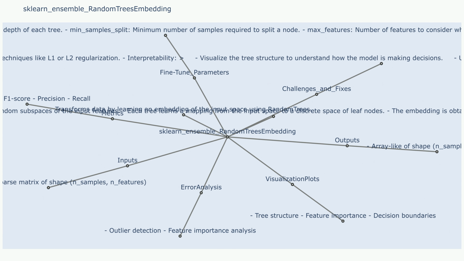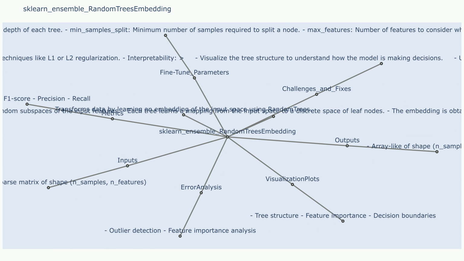Challenges and fixes. Challenge 1. Explain in detail overfitting if the number of trees or the maximum depth of trees is too large. The model can overfit the training data and may not generalize well to new data.